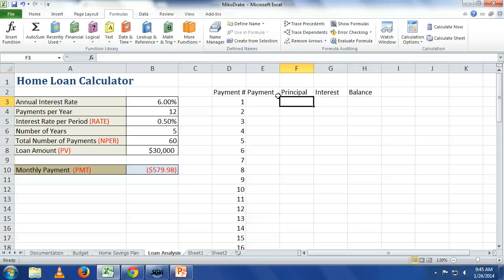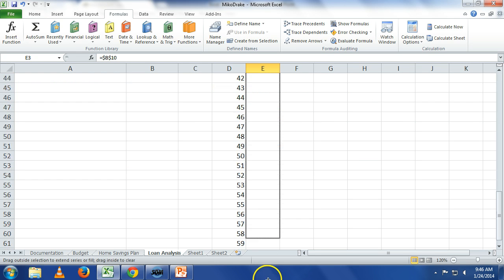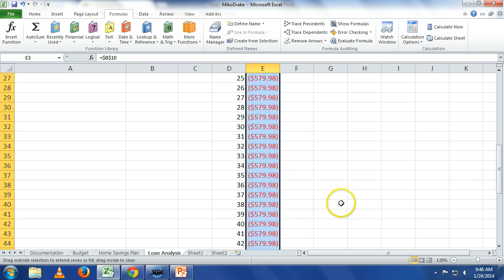Okay, you guys with me? All right, so what is our payment every month for 60 months? It's going to be what here? I'm not going to put that in. I'm going to write equal B10, okay? And I'm going to copy that, fill that down, because I know every month that's what I'm going to be paying.